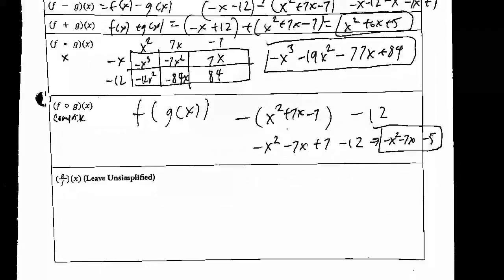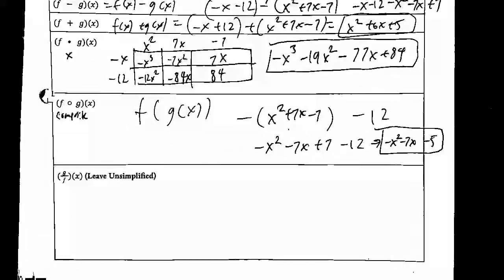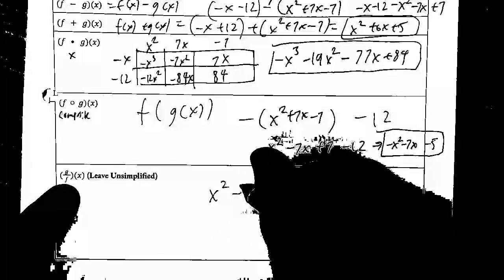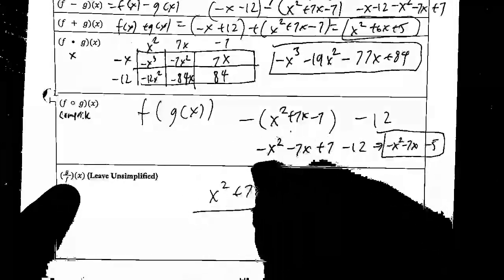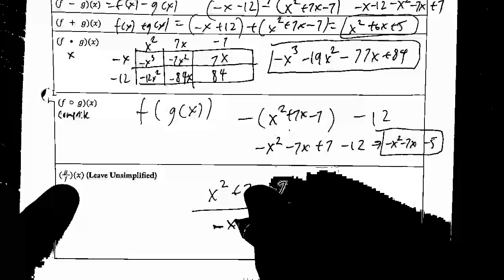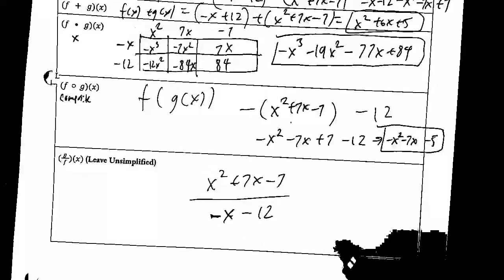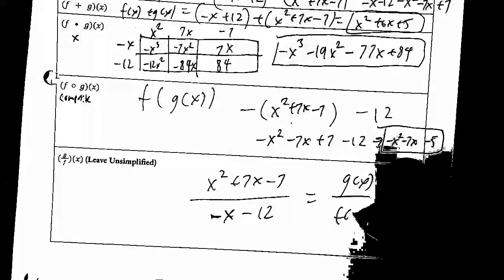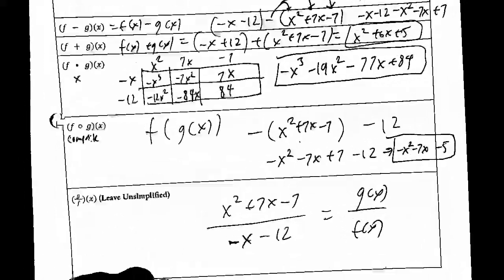Okay. For the last one, it's division, and I said leave it unsimplified. All this means is put one over the other. It's x squared plus 7x minus 7 over negative x minus 12. You don't need to do anything else. That's a different chapter. We'll work on long division. This is fine. So this is just the same as g of x over f of x. Okay.